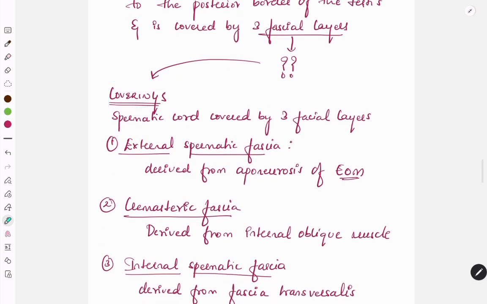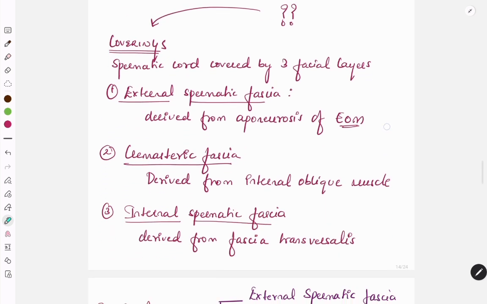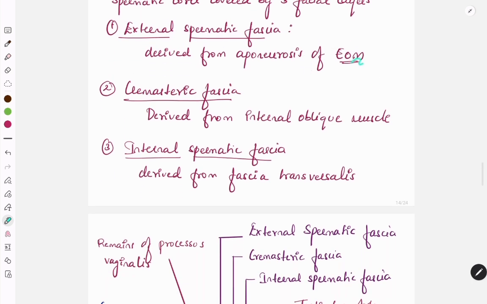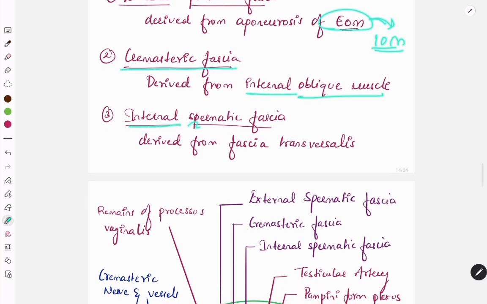So we will look into what are these 3 fascial layers. The first is the external spermatic fascia, the next is the cremasteric fascia, and the third one is your internal spermatic fascia. External spermatic fascia is derived from the aponeurosis of external oblique muscle. Very easy to remember: external, derived from external. The next, we all know, after external oblique muscle, we have internal oblique muscle. So cremasteric fascia is derived from internal oblique muscle, and the internal spermatic fascia is derived from your fascia transversalis.